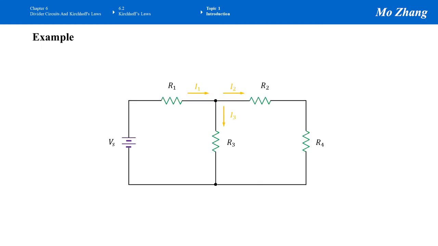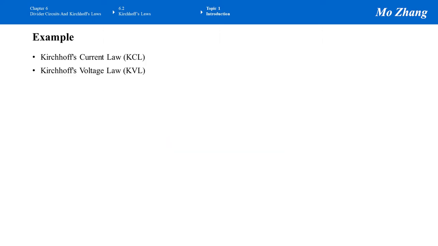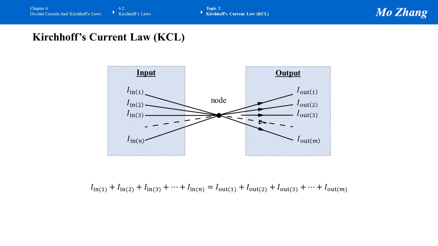A complex circuit means a circuit that has more than one loop, such as a circuit like this. Of course, Kirchhoff laws can still be used to figure out a simple circuit, which is a circuit that has only one loop. The order of the laws is not important. We can study the Kirchhoff current law, KCL, or Kirchhoff voltage law, KVL. So let's begin with learning KCL, the Kirchhoff's current law.